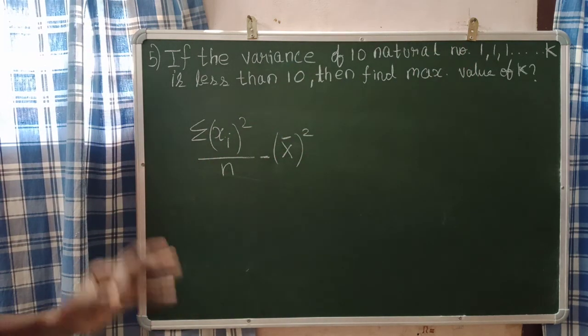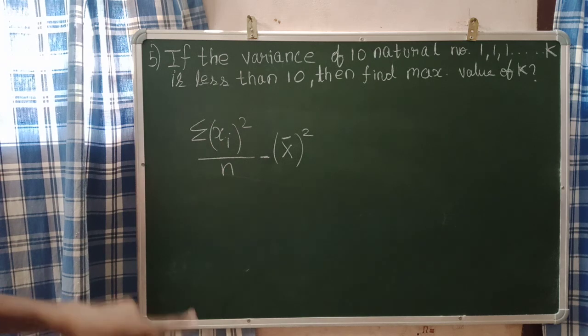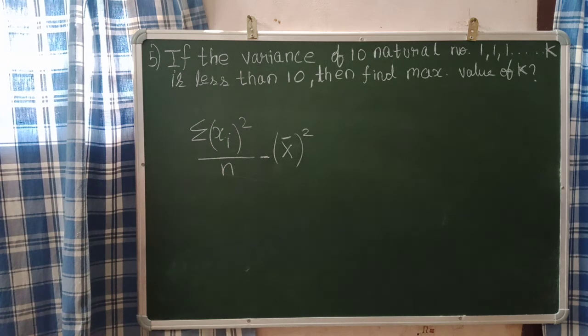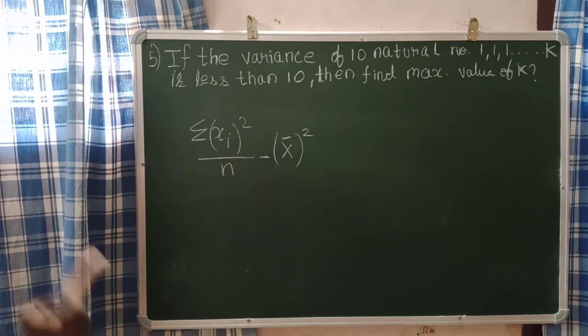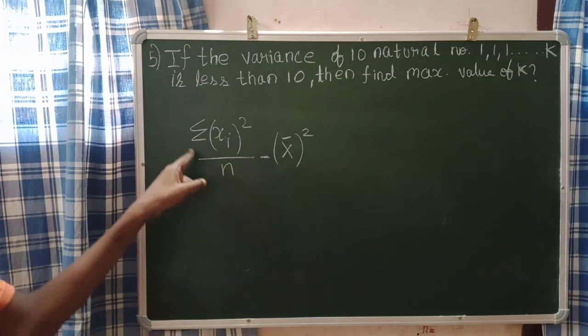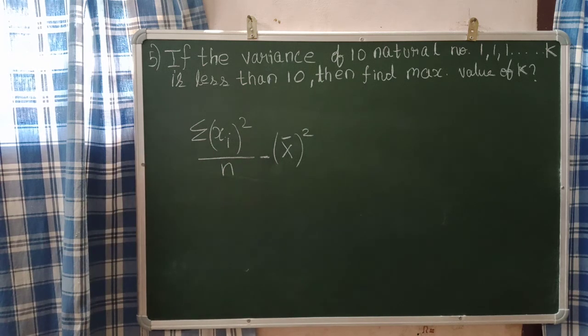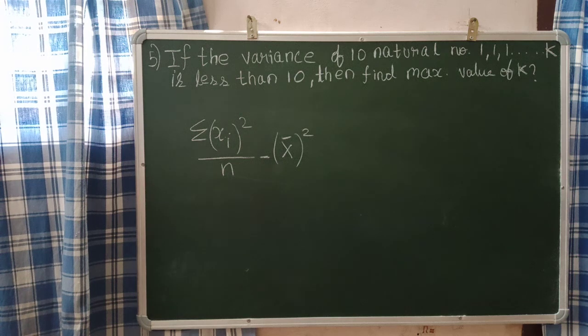Xi is nothing but each and every element. So summation of xi square will be nothing but the sum of square of each and every element. Sum of square of each and every element is what is represented as summation of xi square. And we know what the mean is, right? Sum of all the observations divided by the total number of observations.